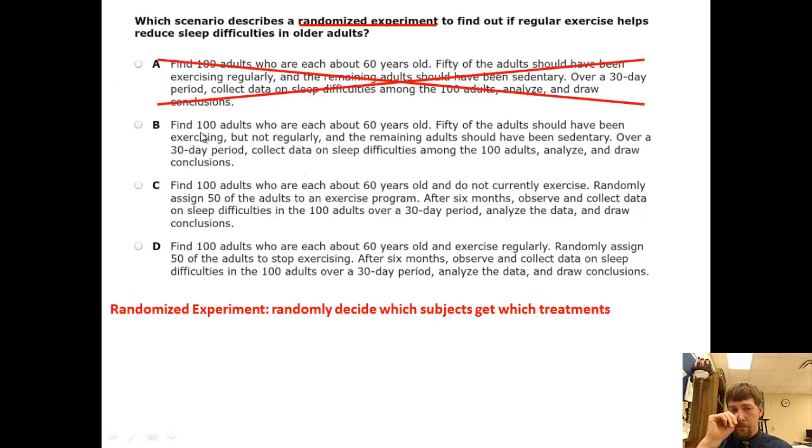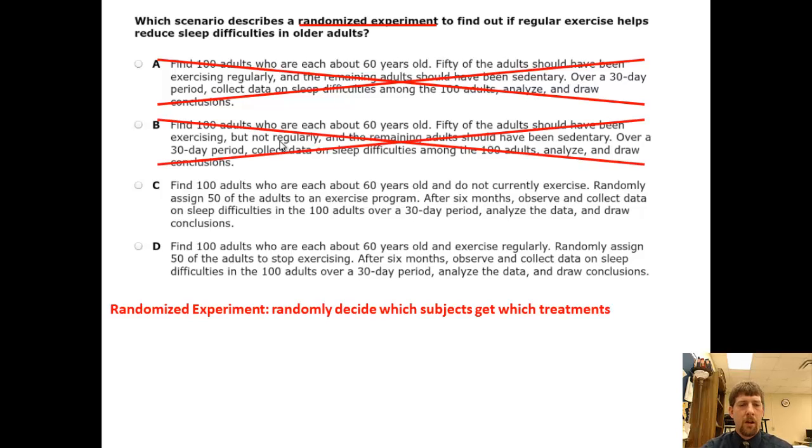So let's go look at choice B. Choice B, find 100 adults who are each about 60 years old. 50 of the adults should have been exercising, but not regularly. The remaining adults should have been sedentary. Over a 30-day period, collect data on sleep difficulties among the 100 adults, analyze and draw conclusions. So again, 50 people that were already doing something. The other 50 were not doing anything. We didn't change anything. So again, not experimental, it's observational. So B is no good.